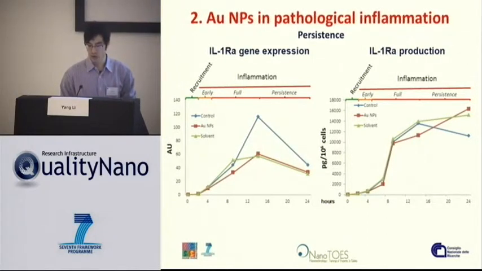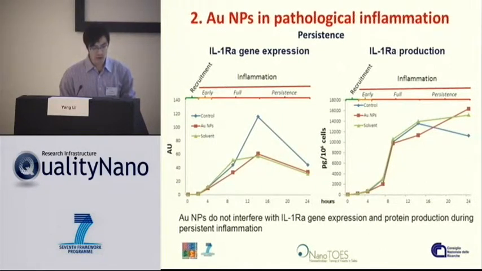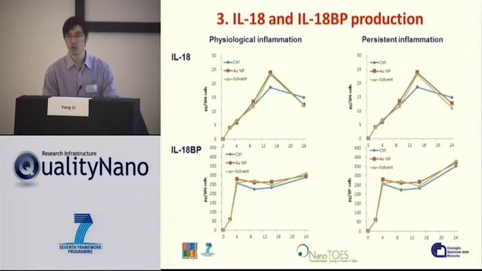Also, from 14 to 24 hours will go increasing, instead of decreasing. So we think the gold nanoparticles do not interfere with R1R gene expression and protein production during the persistent inflammation. And we also do the R118 and N18 binding proteins. Here's the result. You can see that the gold nanoparticles and solvent also do not have inhibition or any interference in both the pathological inflammation and persistent inflammation.